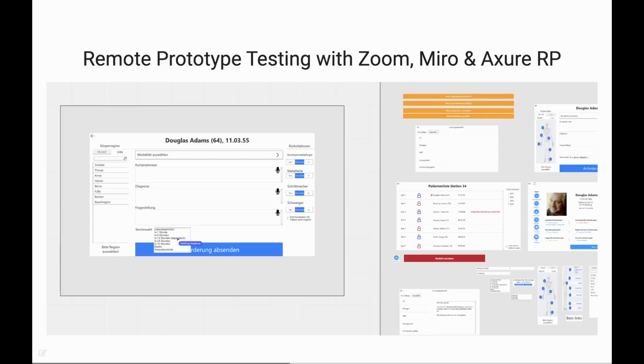Due to the COVID pandemic, we switched to remote prototype testing midway through the testing phase. We conducted these using Zoom, Miro, and Axure RP. While we talked to participants via Zoom, we could observe their mouse movements and how they interacted with the wireframes using Miro. For the digital version, we used the online sharing capabilities of Axure RP and asked participants to share their screen.